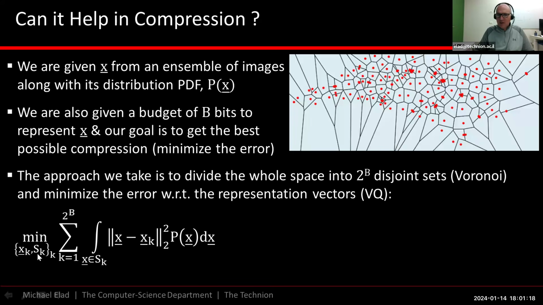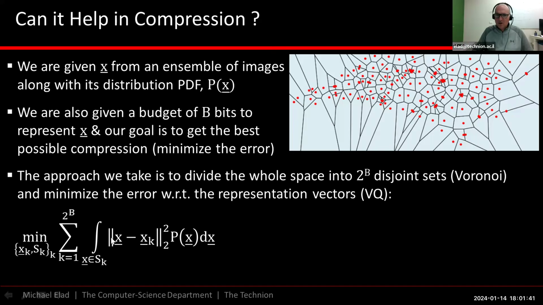I'm optimizing with respect to the tiles and the representation vectors, 2 to the power b such unknowns, and per each tile, I'm running over all the x's inside the tile and integrating the error. And the sum of all this is the overall error. This is the expected error. And by minimizing it, I will design the ultimate compression algorithm.